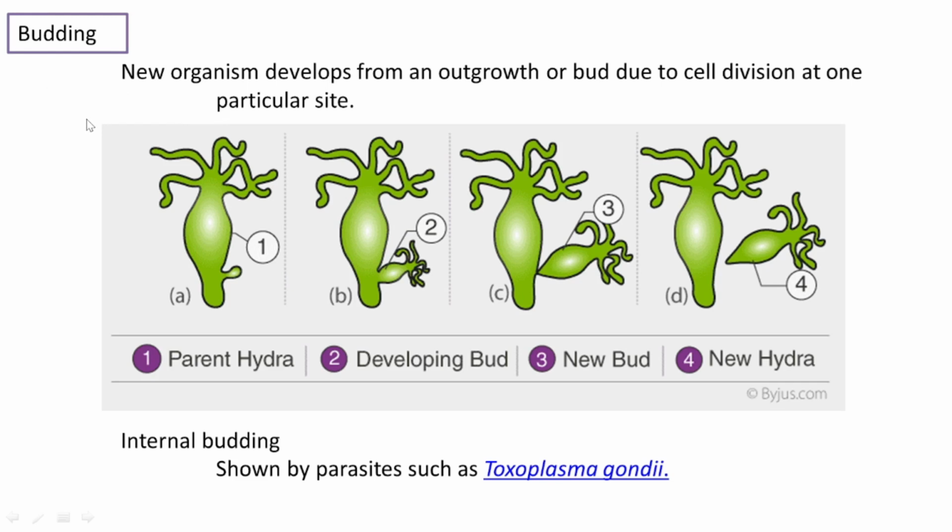It is a means of asexual reproduction. And in budding itself, there is another process called internal budding. Internal, as the name implies, means that the bud is forming internally. This type of budding is shown by many organisms. Here we are taking the case of a parasite named Toxoplasma gondii. I will show you its image.